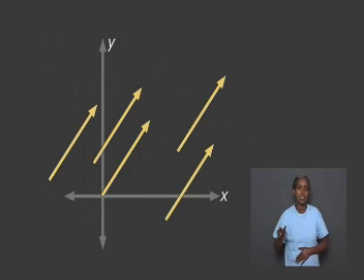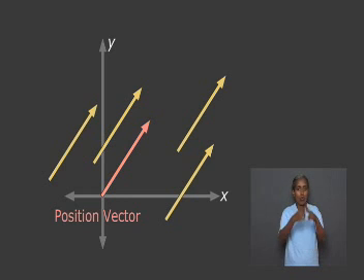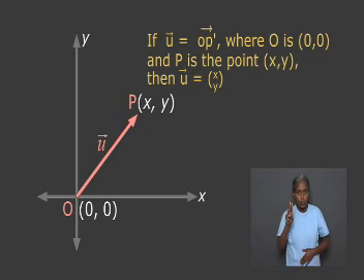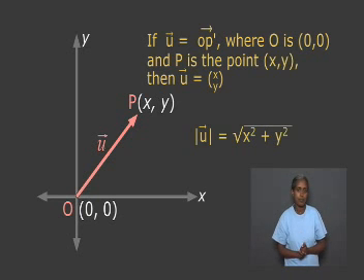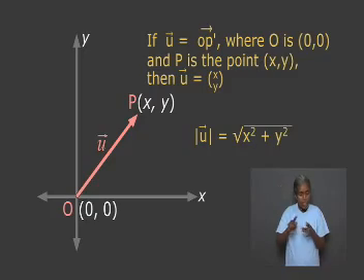These vectors are all equal, but they have different initial points. Of these vectors, the one whose initial point is the origin is called the standard form of the presentation of the vector. It is also called the position vector. If vector u equals vector OP, where O is at 0, 0 and P is the point at x, y, then vector u equals the column vector x, y. The magnitude of vector u is equal to the square root of x squared plus y squared. You may recognize it as being the Pythagorean theorem, written in a different way.